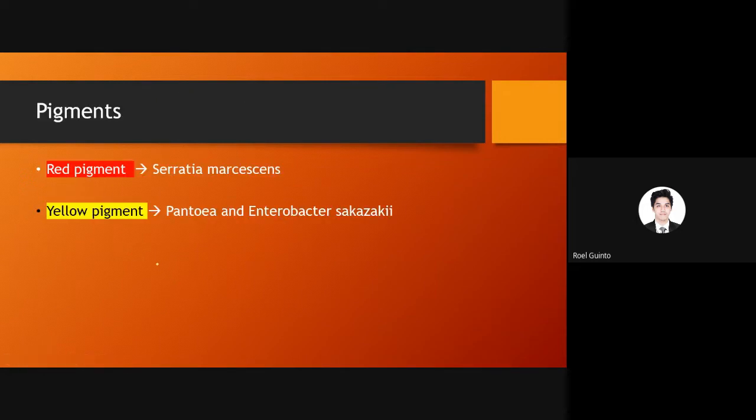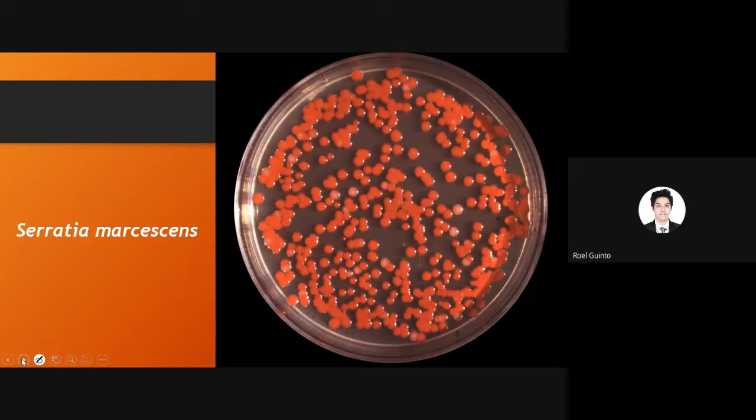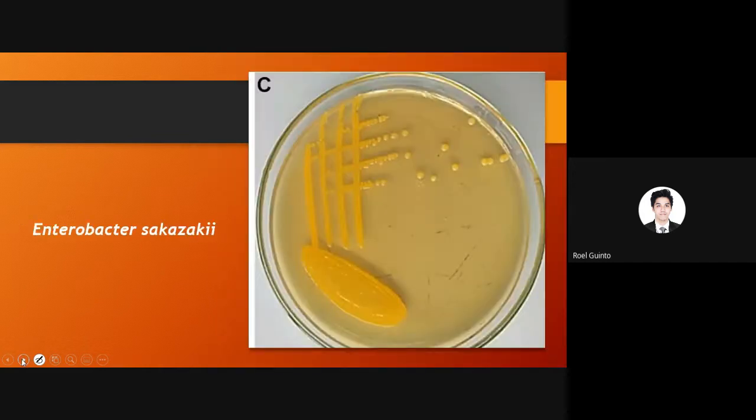Next, we have microorganisms under Enterobacteriaceae that can produce pigments. Red pigment is produced by Serratia marcescens. This is what we call prodigiosin. This is responsible for the red pigment of Serratia marcescens. And Pantoea and Enterobacter sakazakii produce yellow pigment. So these are the examples: Serratia marcescens and Enterobacter sakazakii.